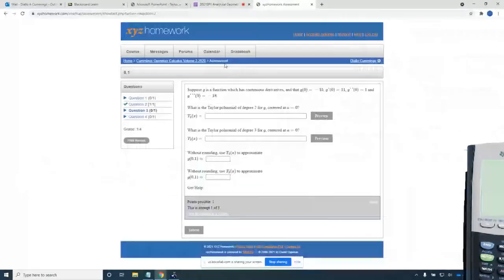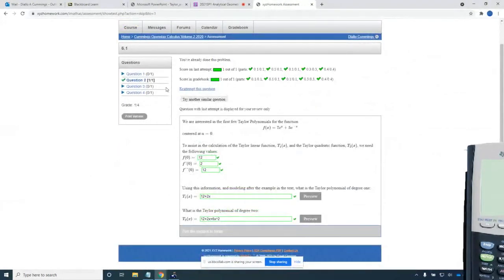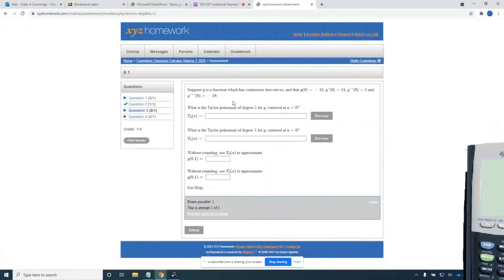Okay, so this was what we just went through, and this is problem number 3. We're still asked to write out Taylor's expansion, but we're not necessarily given a function, and we're not necessarily given what it's centered at. I mean, this would be centered at 0, but they don't specifically write it out. Well, it is right here. It says, what is the Taylor's polynomial for degree 2 centered at a equals 0 and degree 3 centered at a equals 0?